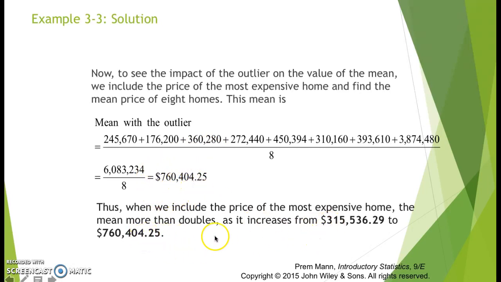That's quite a big difference between what we got without the outlier. So you can see that sometimes the mean can be very, very sensitive to outliers, depending on how far they are away from the other data.